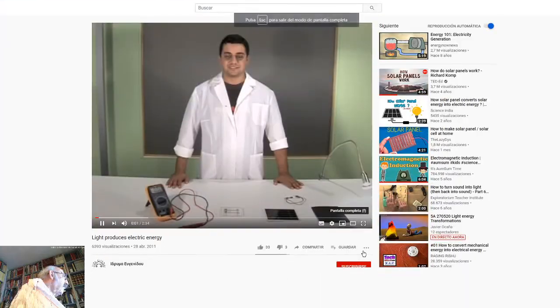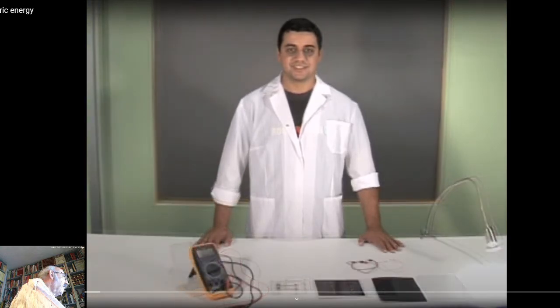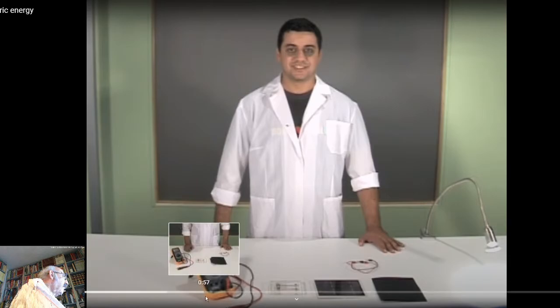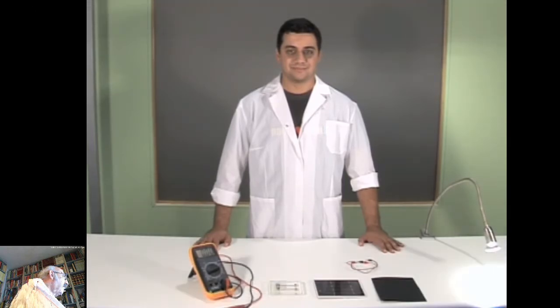Light produces electric energy. In the following experiment, we are going to show that light is in fact energy and can be converted to different energy forms, such as chemical energy, electric energy, etc. We will show how light coming from a lamp produces electricity by using a device called a photovoltaic panel.